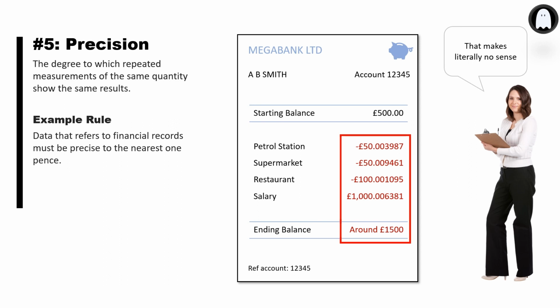A rule that could be driven off the precision dimension is data that refers to financial records must be precise to the nearest 1 pence.